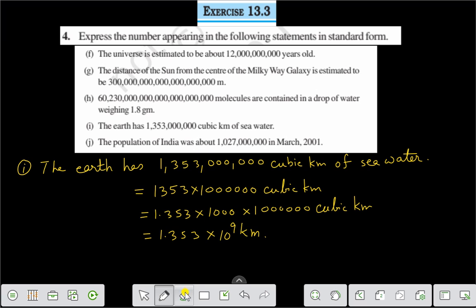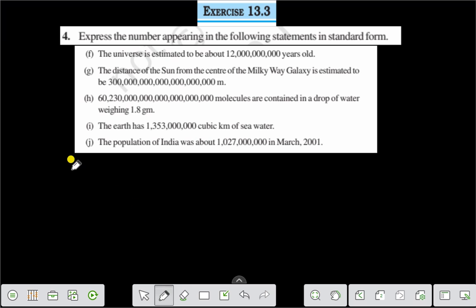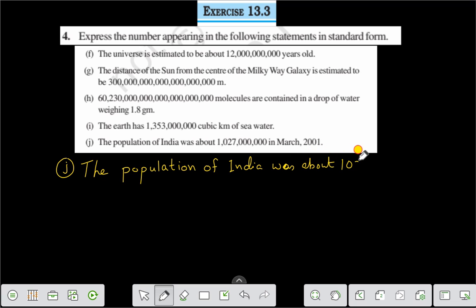Now solve question number J. Here you see question number J is: the population of India was about 1027 followed by 1, 2, 3, 4, 5, 6 zeros in March 2001.